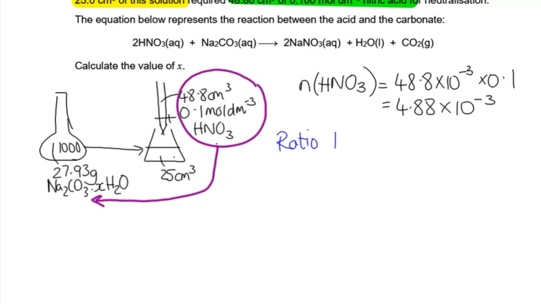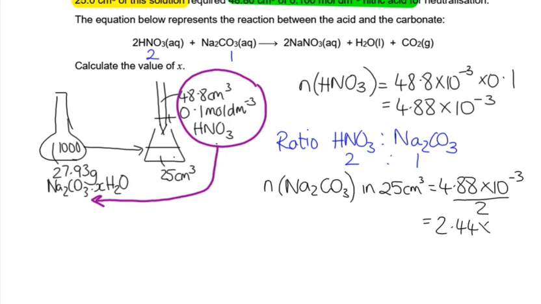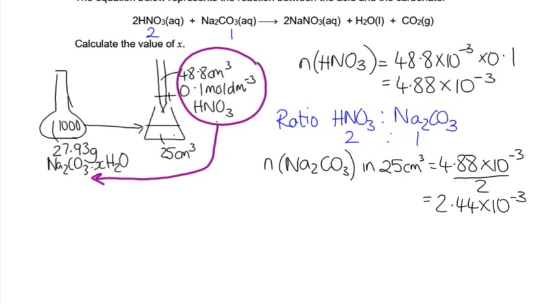Let's have a look at the ratio. We've already got the moles of nitric acid, and we need the moles of sodium carbonate. There's 2 nitric acids there for every 1 sodium carbonate, so that's 2 to 1. So the moles of sodium carbonate in my conical, which was 25, so in 25 centimetres cubed equals, well, we had to go from 2 to 1, so we divided by 2.